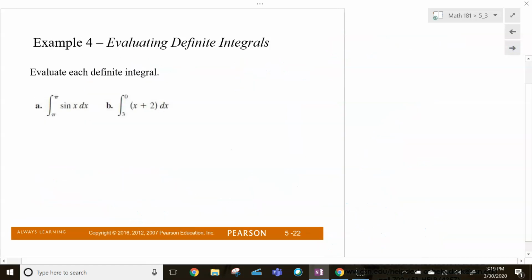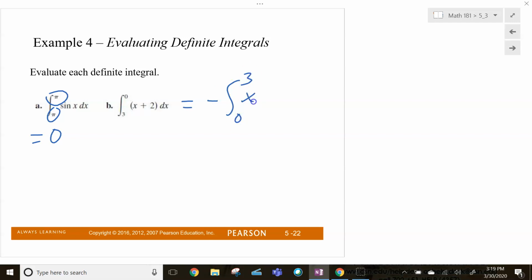Okay, let's do some here. Oops, I forgot to blow that up. So we've got the sine function again from a to a. There's no width on this thing, so this is just 0. This one, notice it's from 3 to 0, and this is just trying to get you to see the property. I can change that to go from 0 to 3, and now I can run it. So leave that negative in front.